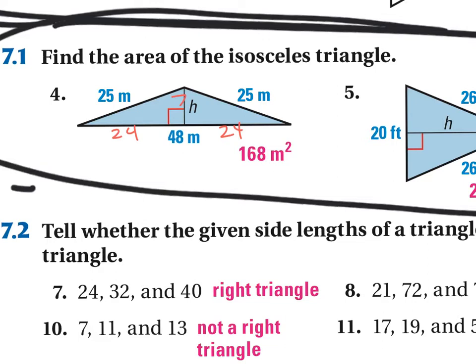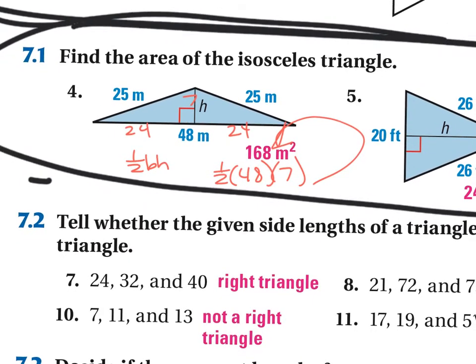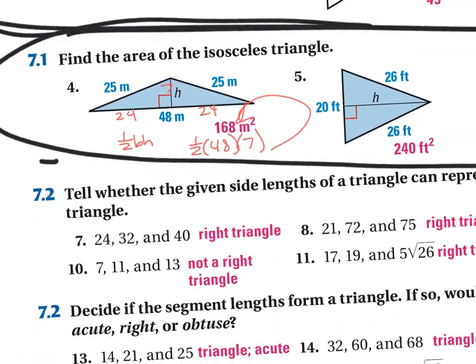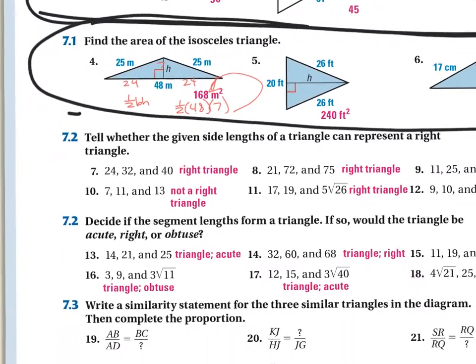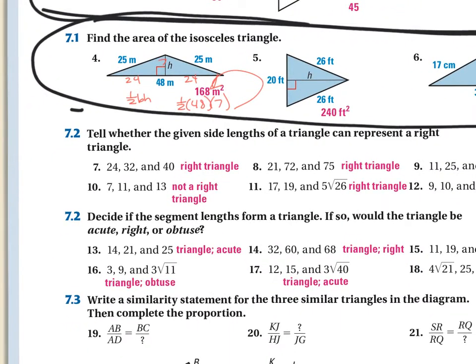You know all the triples, right? Ava's got all the triples. Okay. And then 1/2 base times height. So 1/2 times 48 times 7, and that's where the 168 comes from. Easy stuff, right? Are they going to be that easy though? Some of them, yeah. There's a question just like that.